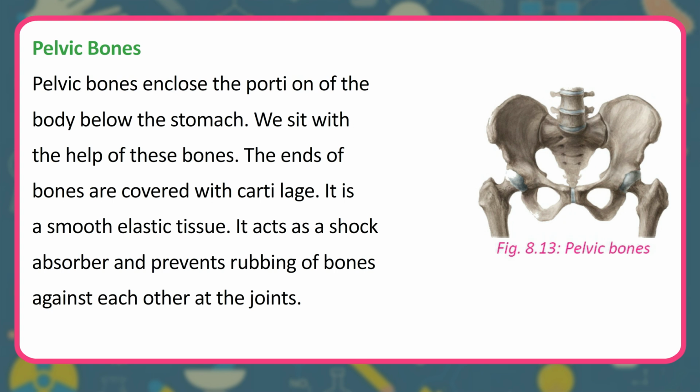The ends of bones are covered with cartilage. It is a smooth elastic tissue. It acts as a shock absorber and prevents rubbing of bones against each other at the joints.